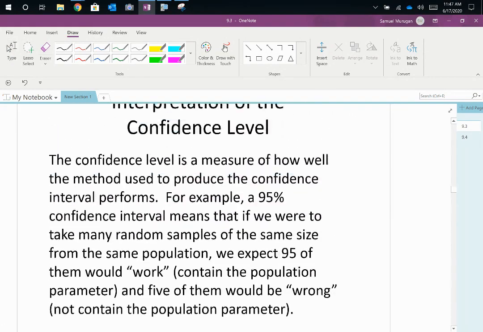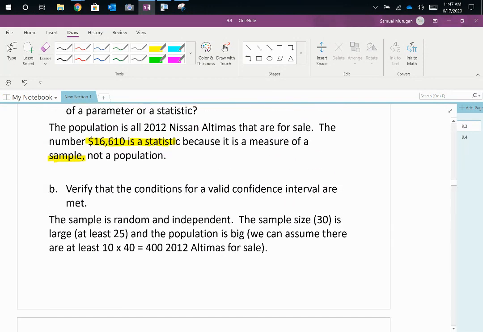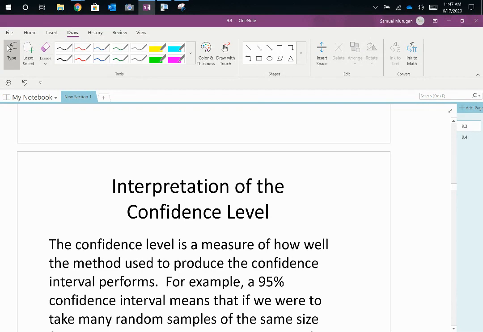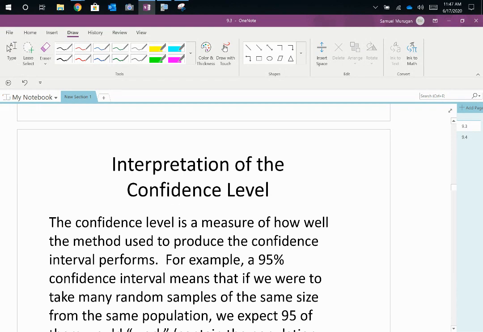Conditions. Let's look at the conditions. The sample, we're told already, is random and independent. The sample size is 30, which is large, at least 25, and the population needs to be 10 times 30, which is 300. We can assume that the population of 2012 Nissan Altimas is way more than that. Now, that's just checking to see what we understand about it.